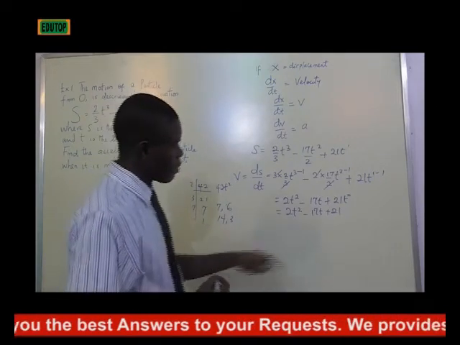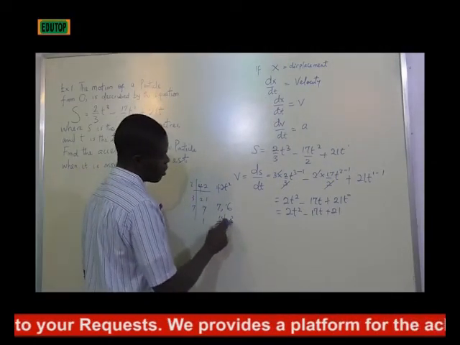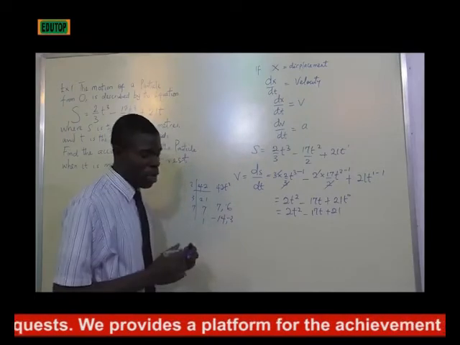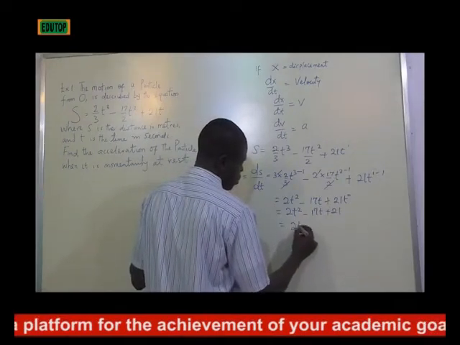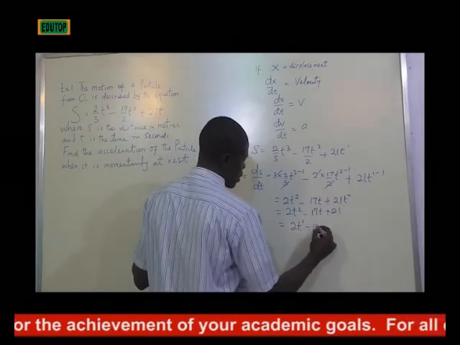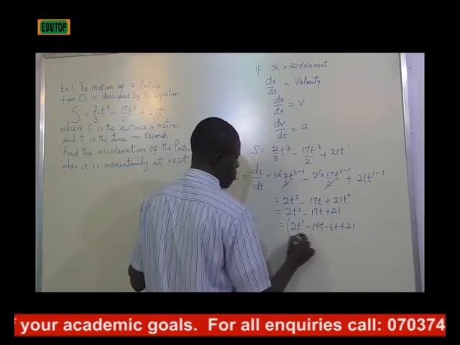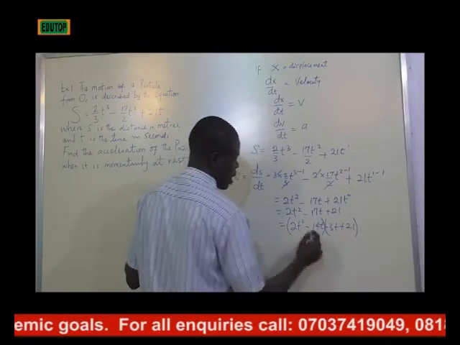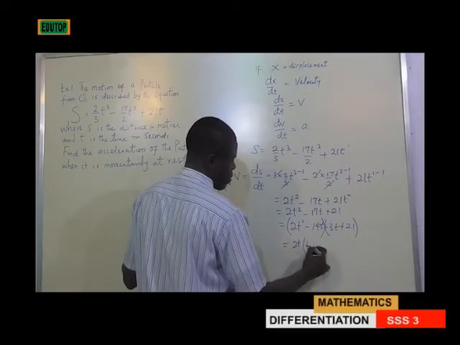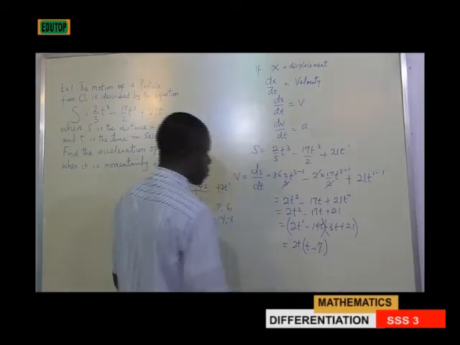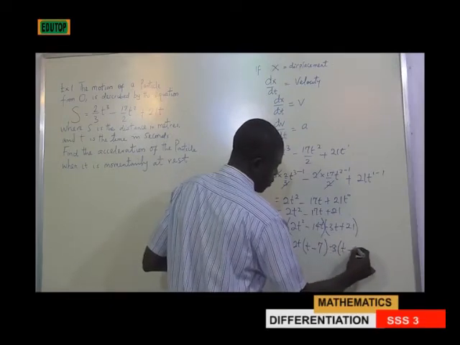Which one will give us minus 17? The one that will give us minus 17 should definitely be 14 minus 3. So automatically, what we do here is to say 2t squared minus 14t minus 3t plus 21. So we can bracket this, where 2t is common: 2t into t minus 7. Then this one will be minus 3 into t minus 7.